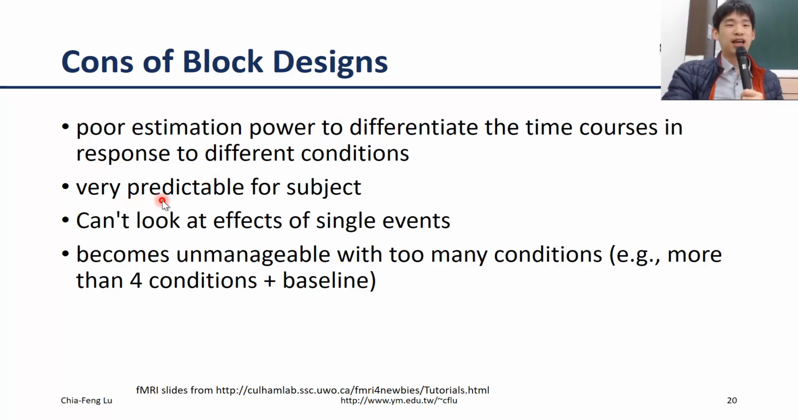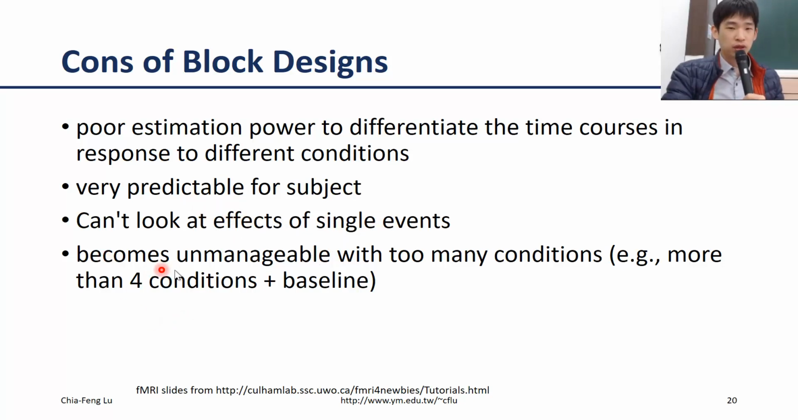Okay, and again, it's very predictable for a subject. Even if I ask a subject to do several stimuli within a block, the subject will get used to it and start to think, okay, I don't need to think about anything, I just repeatedly do the same thing. So it becomes very predictable. And as we know, if the study is very predictable, it will reduce the brain activation. It's a phenomenon that you can observe in our brain. And the third one is pretty similar to the first one: we cannot look at the BOLD effects of the single event.